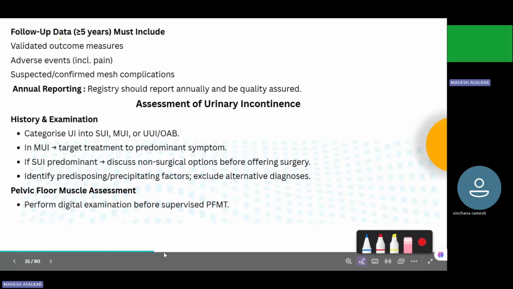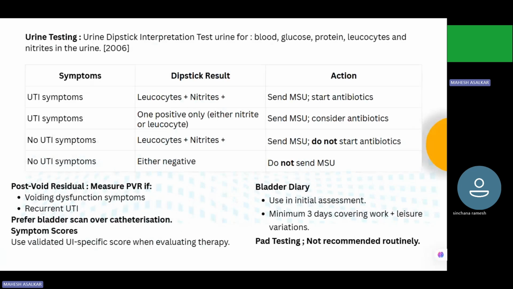So you have to do the pelvic floor muscle. You need to give the physiotherapy, and you will do the digital examination before you advise the exercises. Okay, PFMT. Then urine testing. Urine dipstick interpretation test is done routinely on the urine for blood, glucose, protein, leukocytes, and nitrites in the urine. Now here they will ask you a question on this slide.